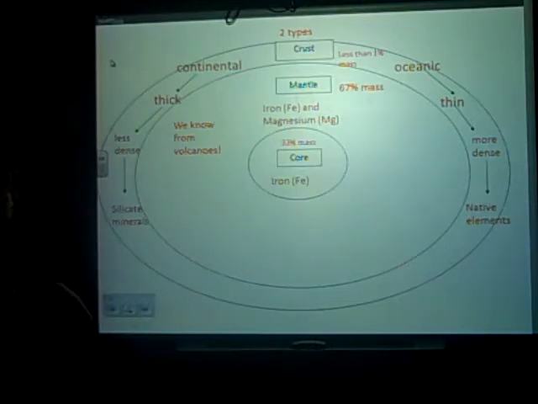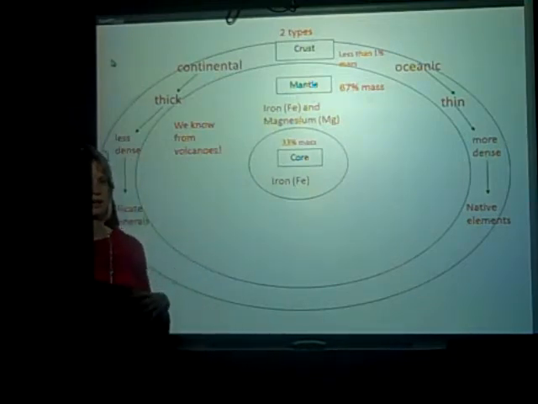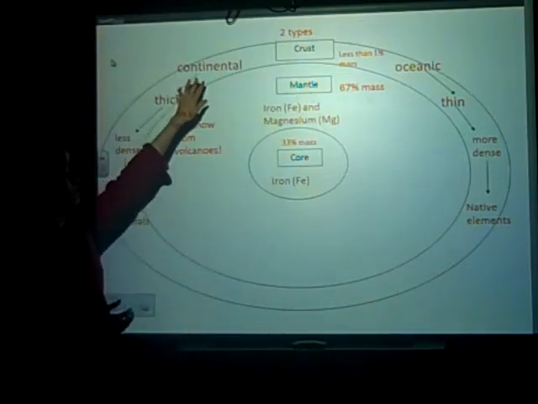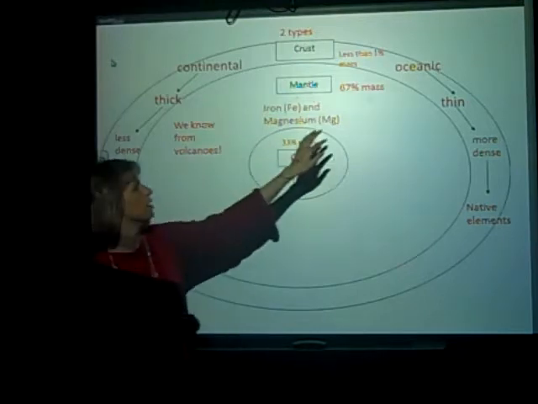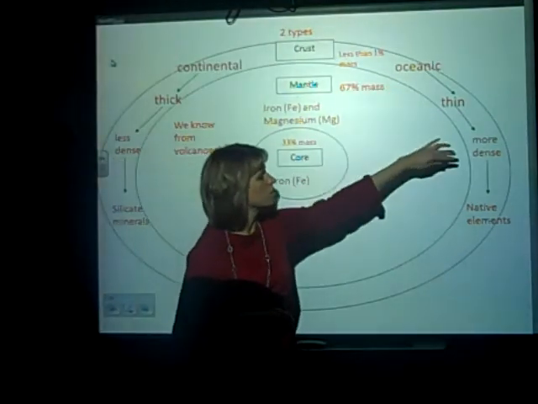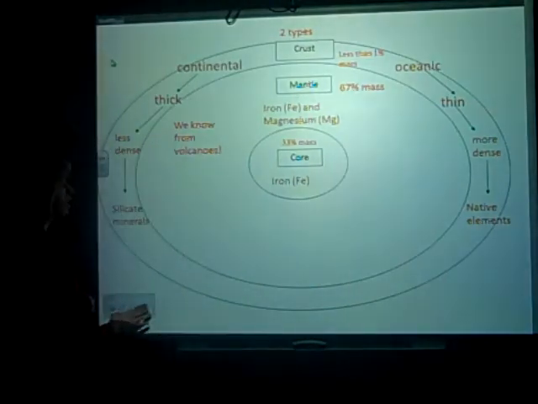And what I want to focus on most with you would be the differences between continental and oceanic crust. The continental crust is thicker, less dense, because it's made of silicate minerals. Silica and magma is a key concept there. And then oceanic crust is thinner, more dense, because it's made of native elements, not silicate minerals.